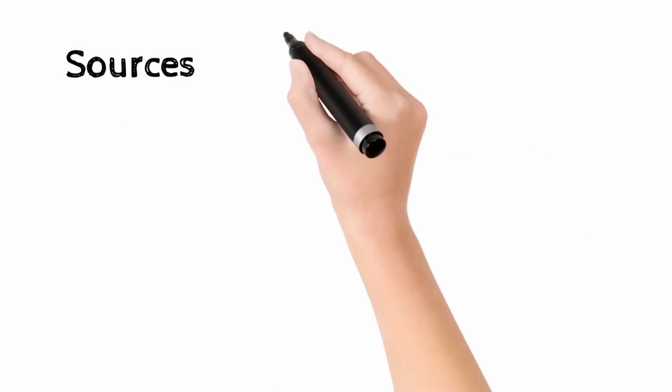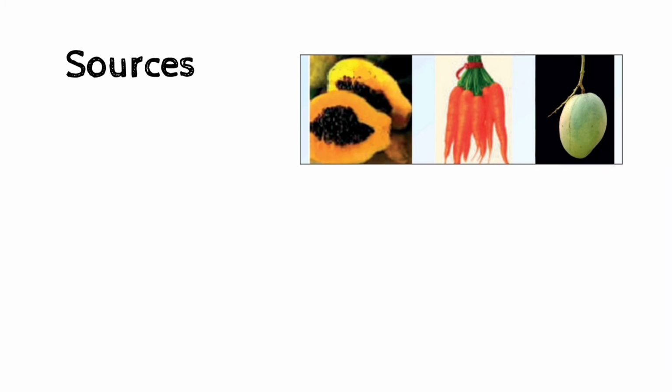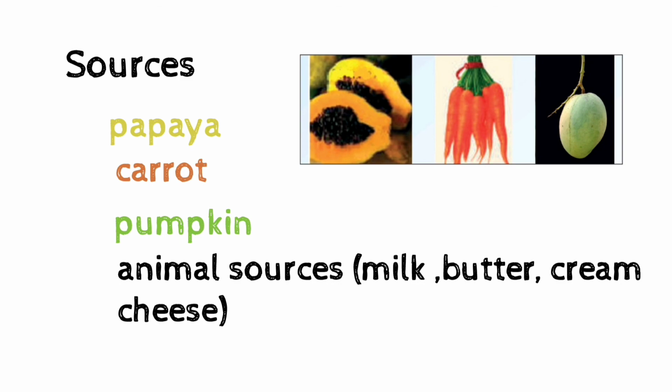Sources. What are the sources? Papaya, carrot, pumpkin, animal sources, and green leafy vegetables.